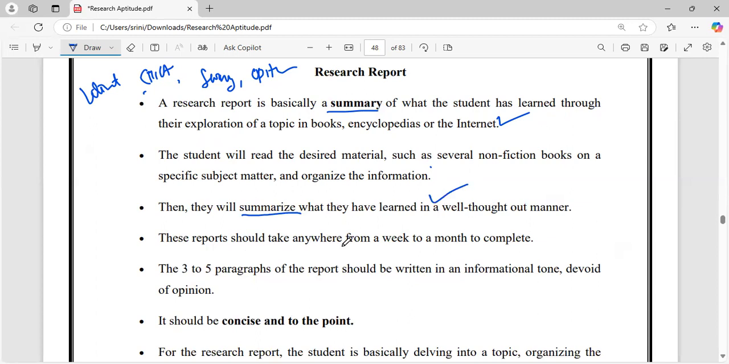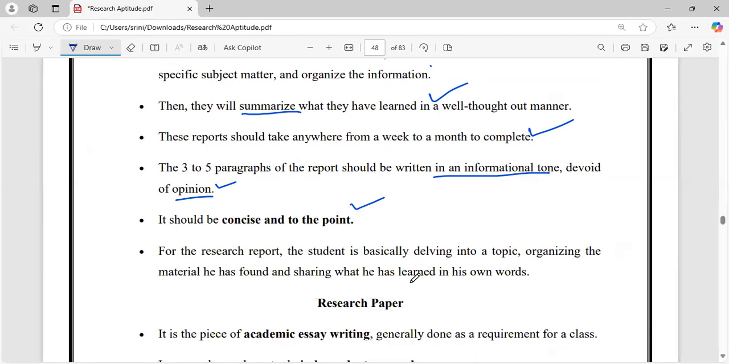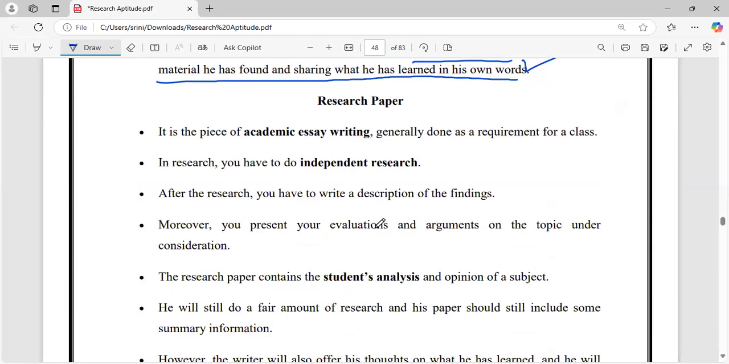These reports should take anywhere from a week to a month to complete. The 3 to 5 paragraphs of the report should be written in an informative tone, devoid of opinion. It should be concise and to the point. For the research report, the student is basically delving into one topic, organizing the material he has found, and sharing what he has learned in his report.